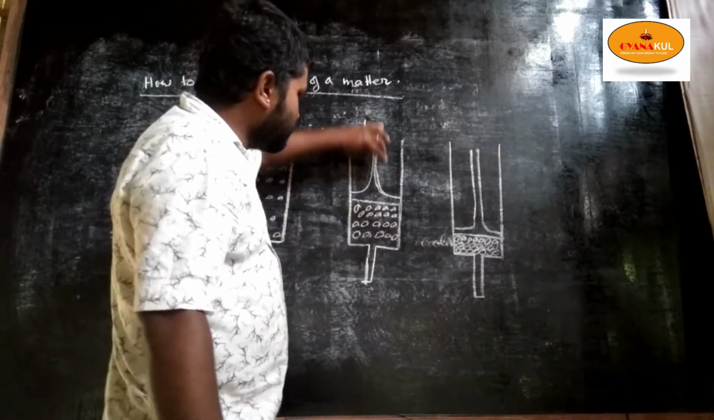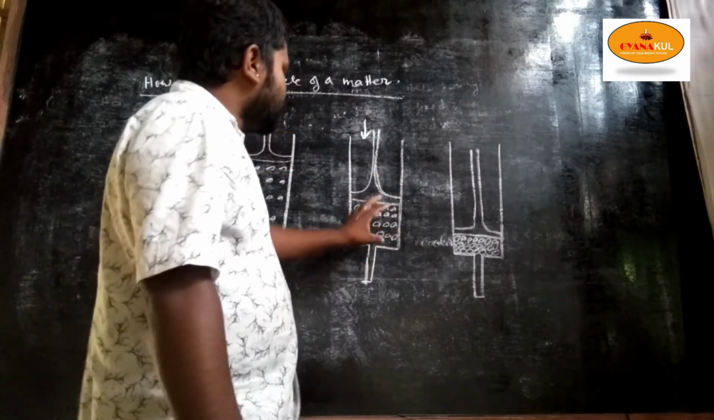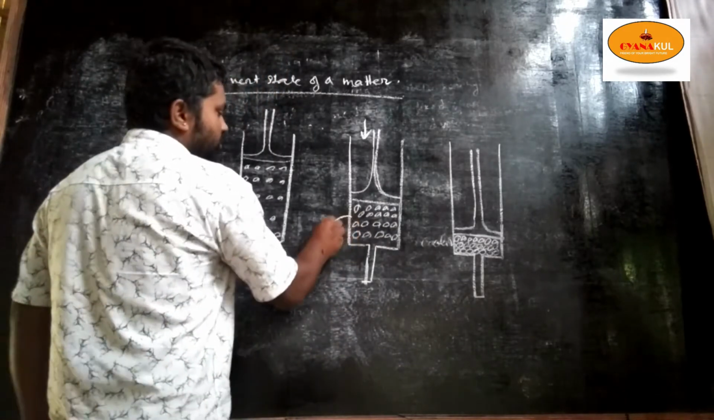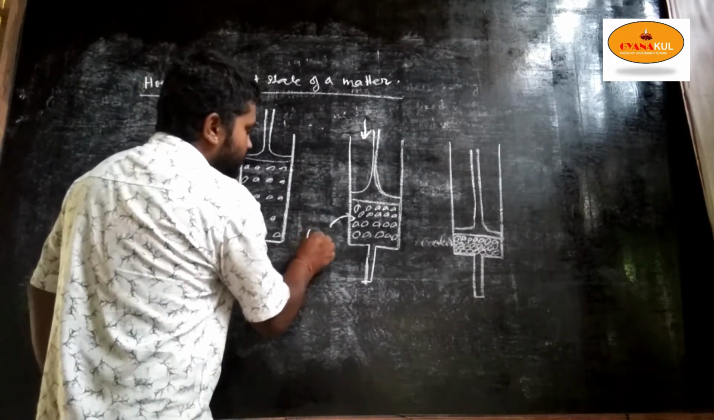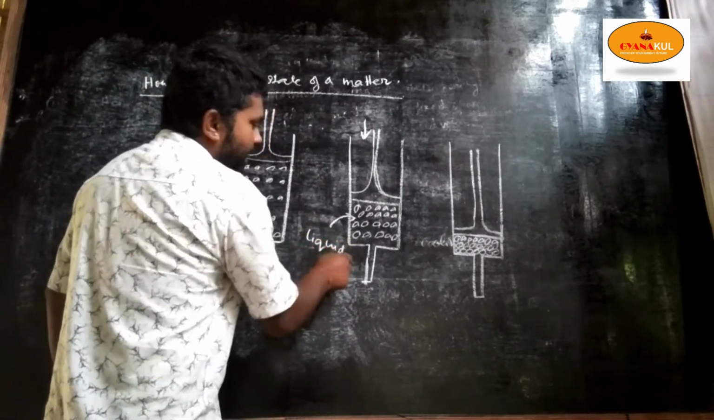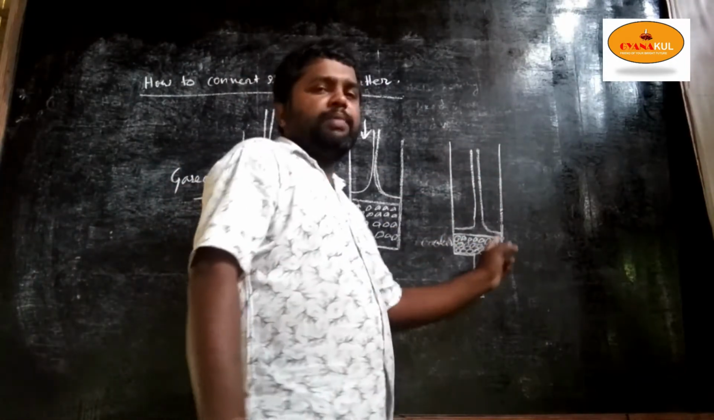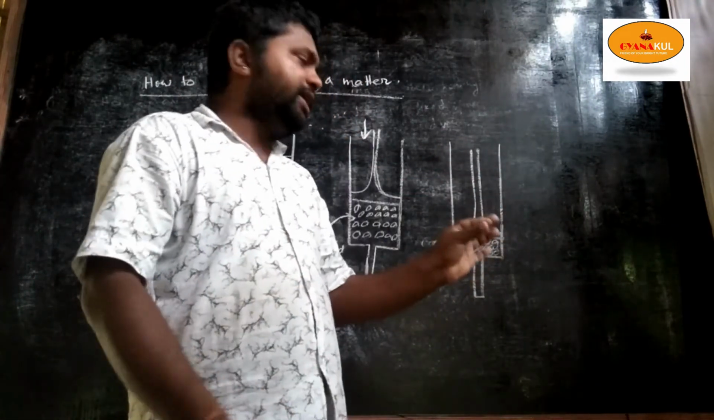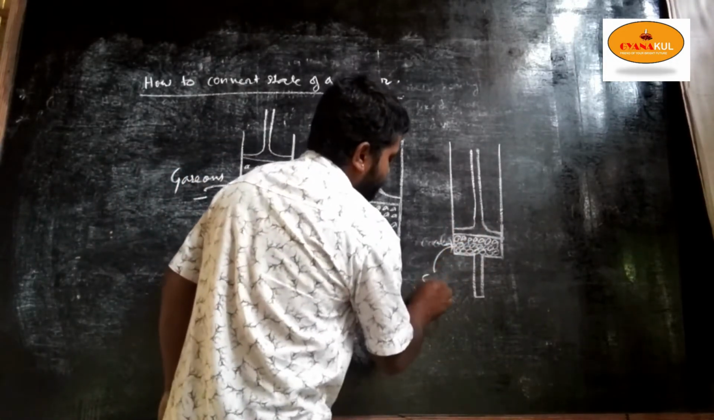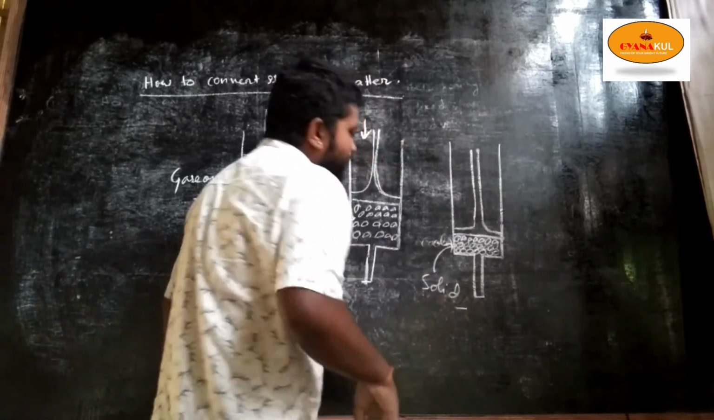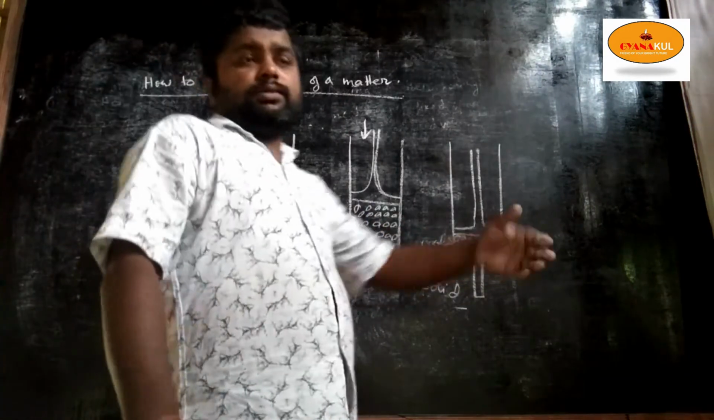Now if you pressurize, if you give pressure, and this is locked here, then the particles of gases will come near to each other. Correct or not? As the particles come near to each other, it will become liquid. And if you give more pressure, then the particles will come very close to each other, and it will become a solid. Correct? So in this way, by using pressure, we can convert the states of matter.